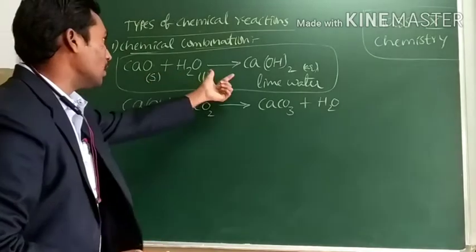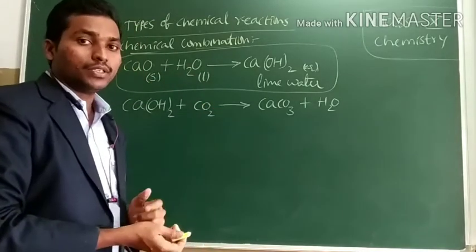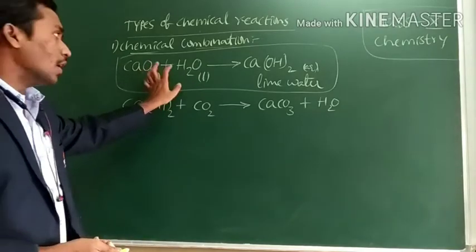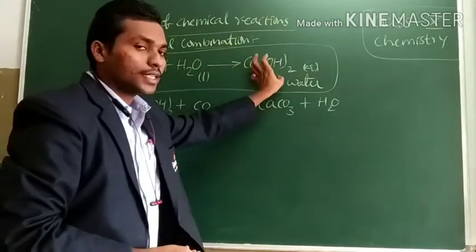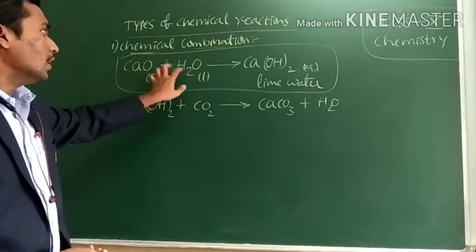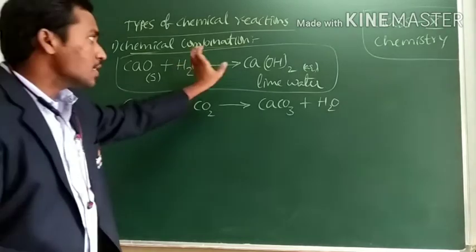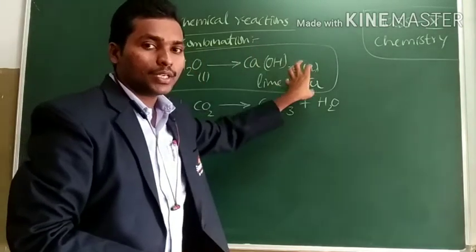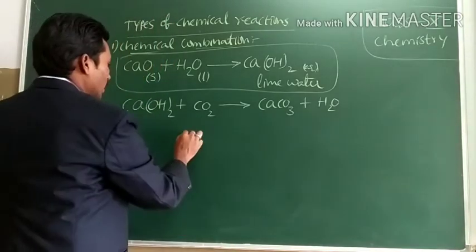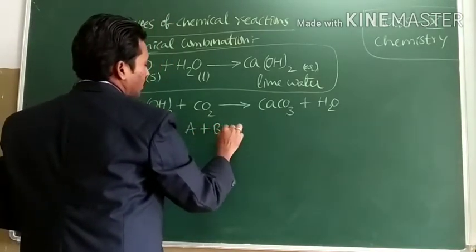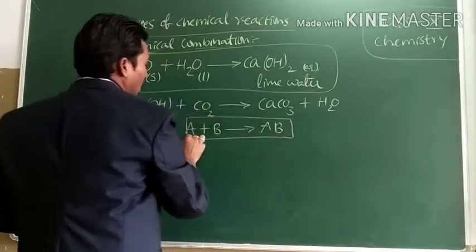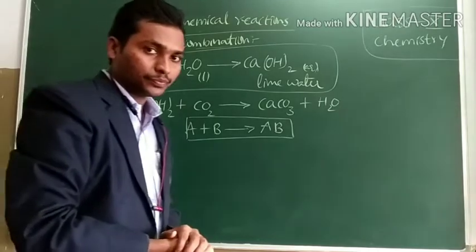This is an example of a chemical combination reaction because in this reaction, two substances react together to give a single substance. Two reactants reacting together to form a single product is known as a chemical combination reaction. The general formula of a chemical combination reaction is A plus B gives AB. This is the general formula of a chemical combination reaction.